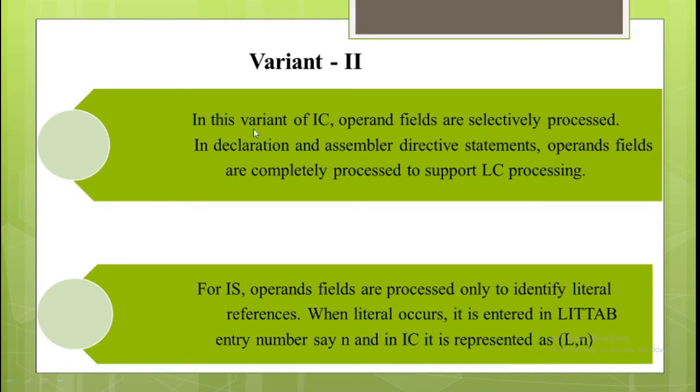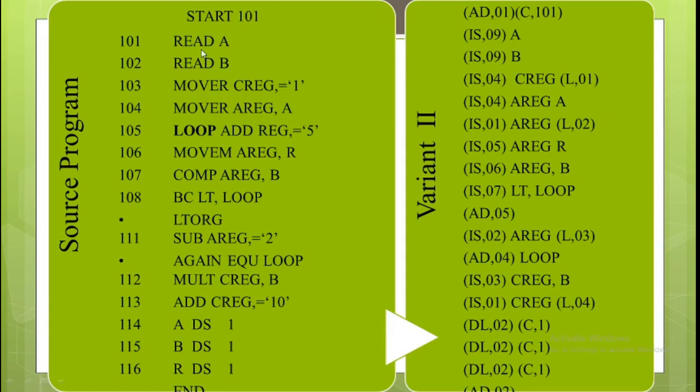If the statement is a declaration statement or assembler directive statement, then operand fields are completely processed to support the LC processing. Because READ A is an imperative statement, it will be represented as IS, 09, and A is represented as it is. For the next instruction, READ B, it is represented as IS, 09, and the symbol is represented as it is.